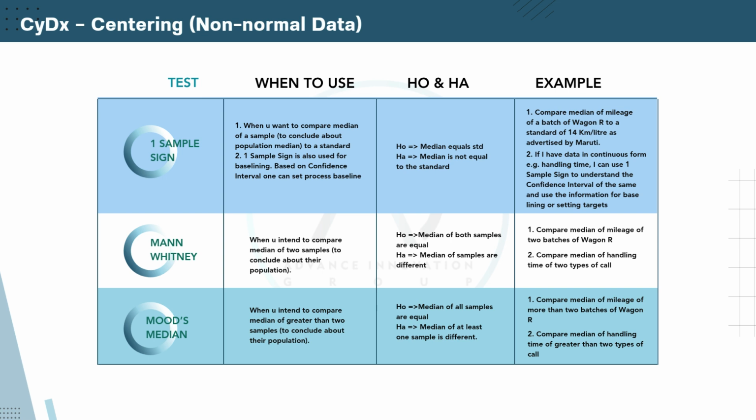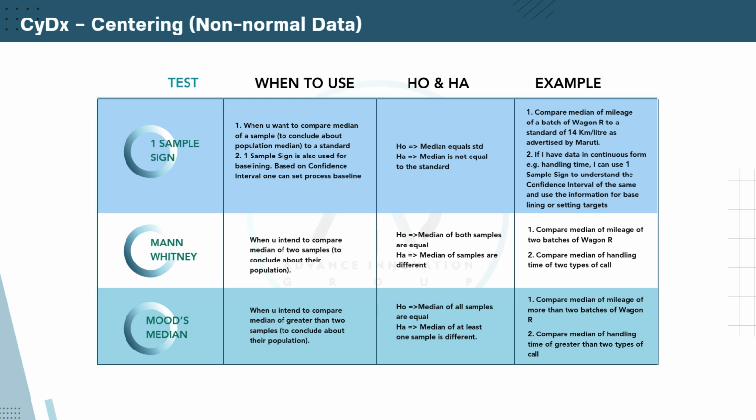One-sample sign: Ho, median equals the standard. Ha, median is not equal. Mann-Whitney: Ho, medians of both groups are equal. Ha, medians are different. Mood's median: Ho, all sample medians are equal. Ha, at least one differs. Column 4, Example. Practical illustrations are provided for each test.